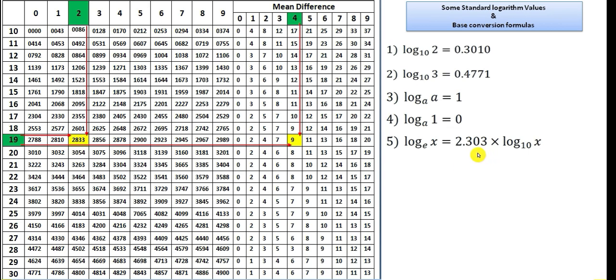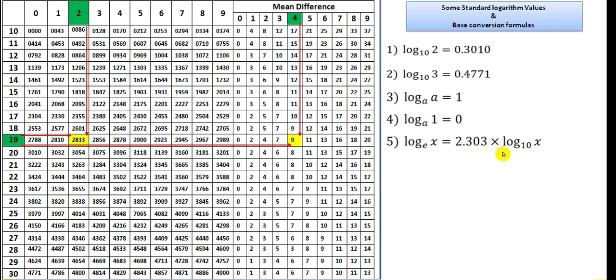You have to remember this number. You can remember it as just a constant here. So 2.303 into log base 10 of any number will give you log of that number with base e. So if something is given in base e, you can find that value by using this formula directly.